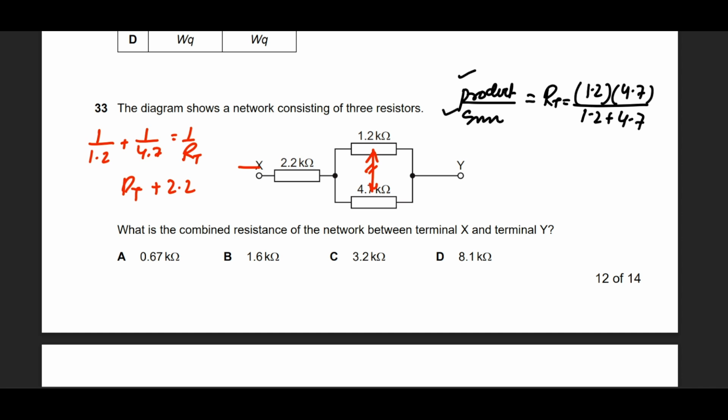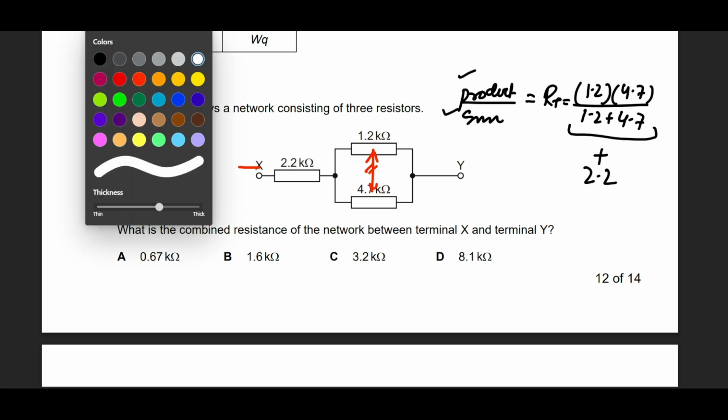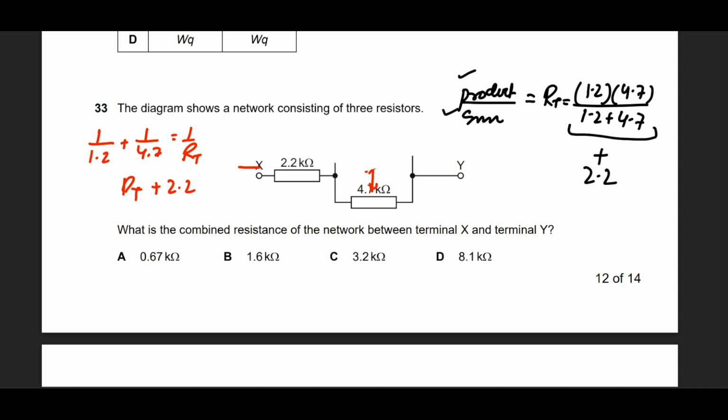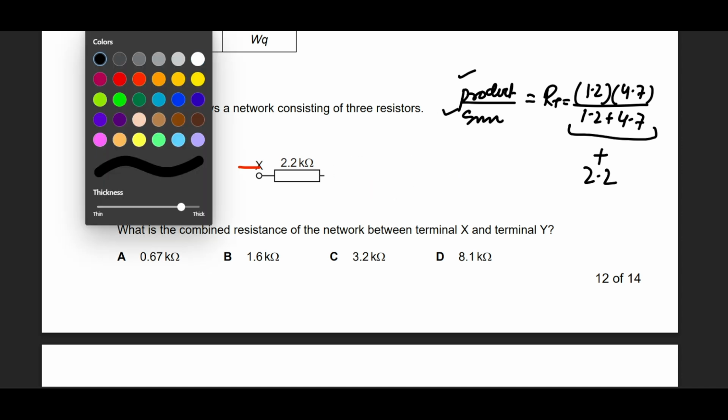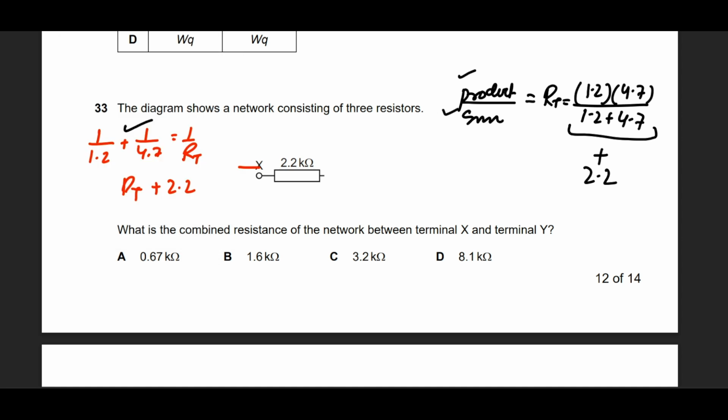Right? And then simply add this whole answer with 2.2, because this whole combination is going to become a series combination. If we were to solve this by an equivalent resistance, they will be replaced by a single resistor like this one. Now they're both in series. This is the RT value that you calculated from this answer, right?